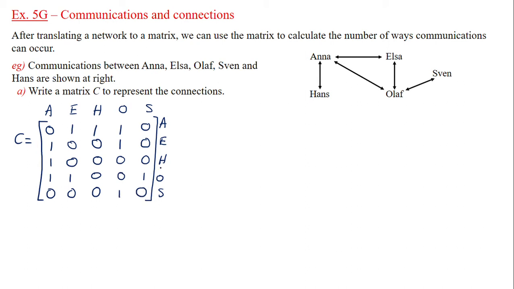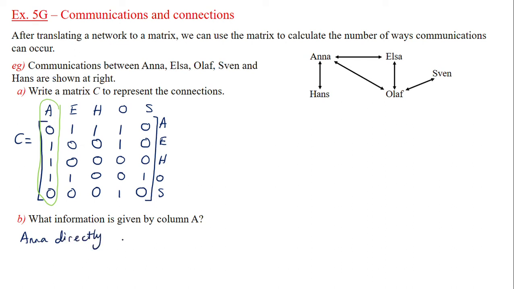Okay, we have translated this network into a matrix. What information is given by column 1? Column 1, or column A, sorry, is this one. From that column, we know that Anna directly communicates with only 3 people, okay? So to find those 3 people, we take the sum of the row. So 1 plus 1 plus 1 is 3.